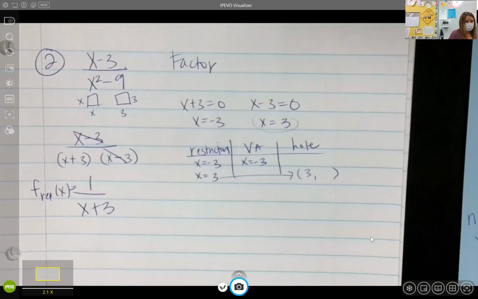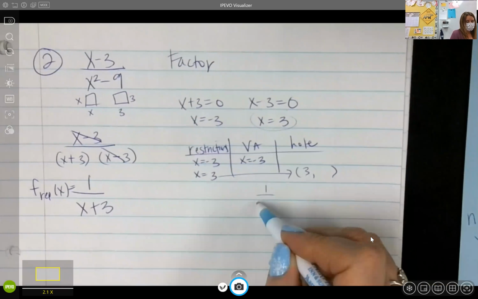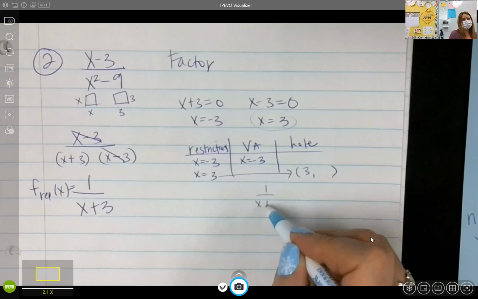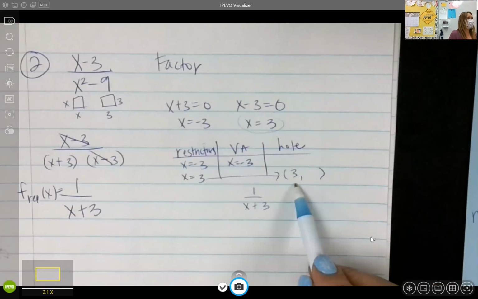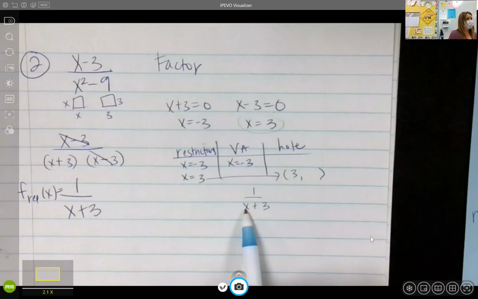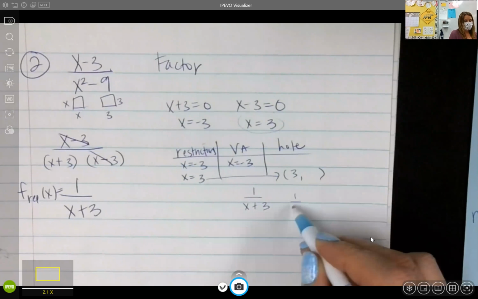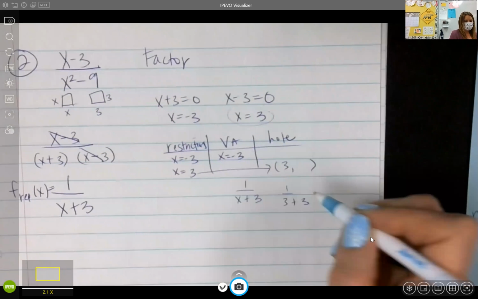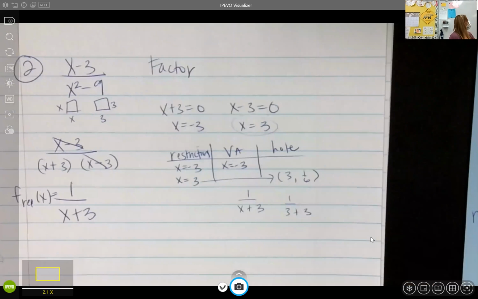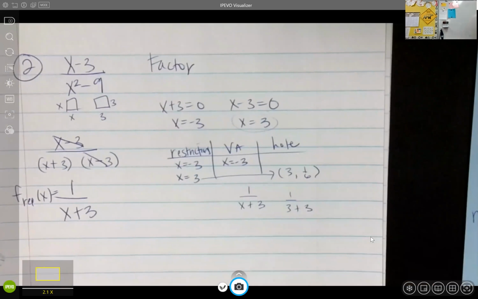Okay, and remember after we crossed it off, we got 1 over x plus 3. So I'm going to take that 3 that we just got and put it in place of the x. And that gives us 1/6 as our hole. Okay, so whatever you get for your reduced function, take the x value for the hole and plug it in. And that gives you the y value of the hole, because you need to have the x and the y.